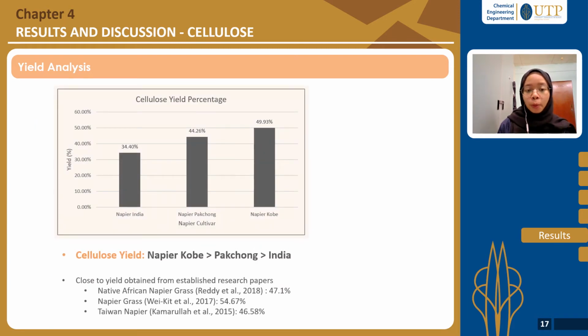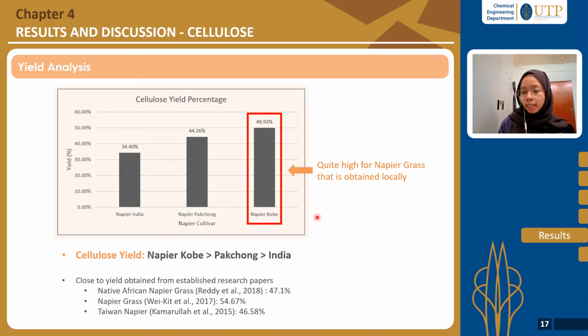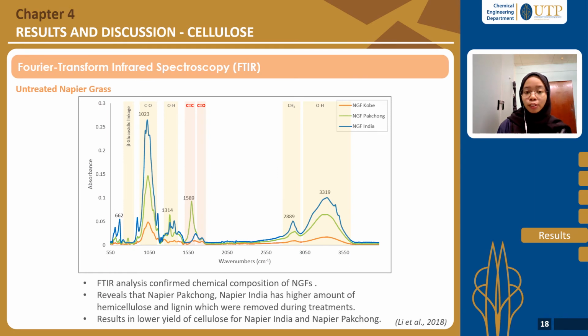Alright, so as we compare the cellulose yield of our raw materials, it is found out that Napier Kobe has the highest yield with 50%, while Napier India has the least cellulose yield at 34%. As we compare the yield with the established research papers, our Napier Kobe is considered quite high for Napier grass that is obtained locally. Alright, let's move on to the FTIR of untreated Napier grass.